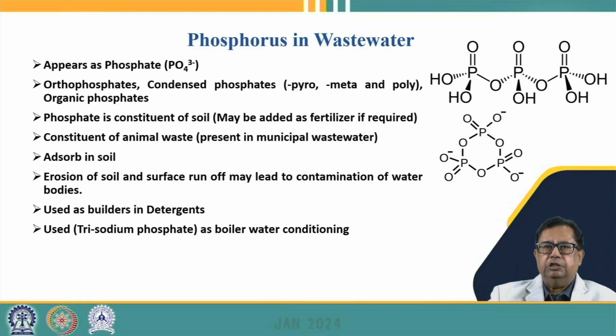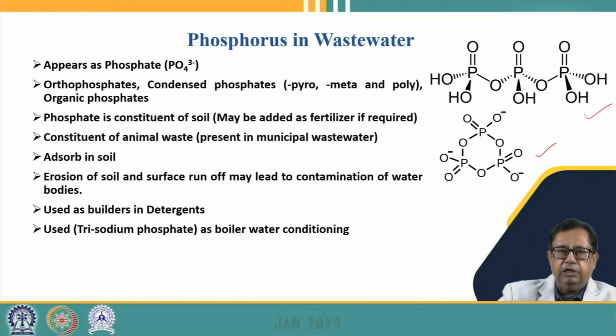So the phosphorus appears in the wastewater as phosphates. It may be present as orthophosphates, which contain a single atom of phosphorus, for example phosphoric acid. These orthophosphates are generally soluble in water and can be easily quantified. Whereas the condensed phosphates are the long chain compounds, where more than one atom of phosphorus is involved. They can be linear or in a cyclic form, and as they occur, they are termed as pyro, meta, and polyphosphates.